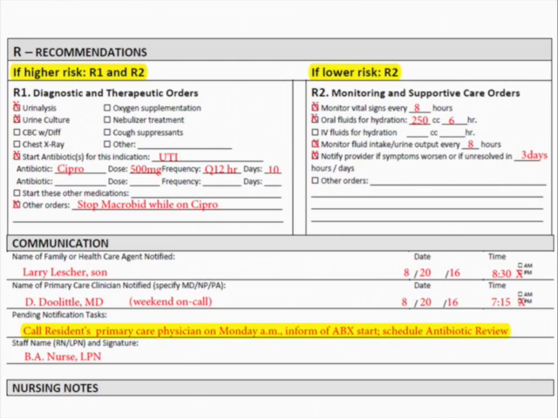They also ordered staff to monitor Ms. Lesher's vital signs every shift and monitor her food and fluid intake. Under the communication section, staff document who was contacted and when the contact was made. Where the form asks about pending notification tasks, which is highlighted here, it is noted that the resident's primary care provider will need to be updated, letting them know about the resident's change in condition, antibiotic start, and schedule the antibiotic review, which is covered in the antibiotic review post-prescribing video.